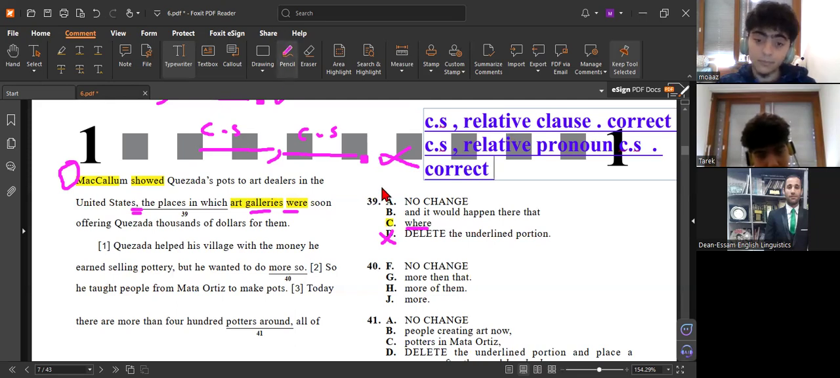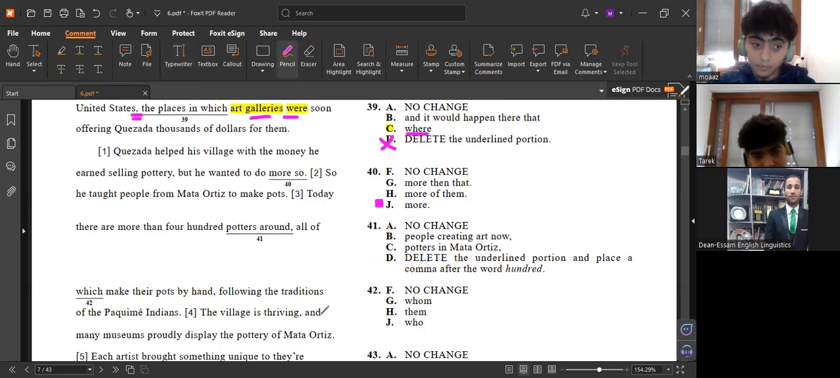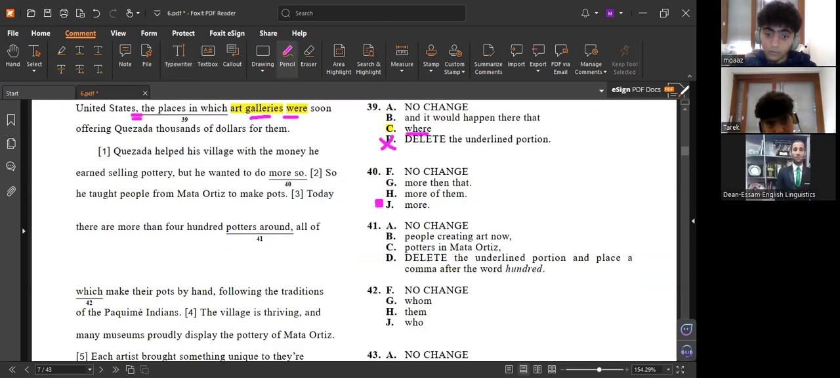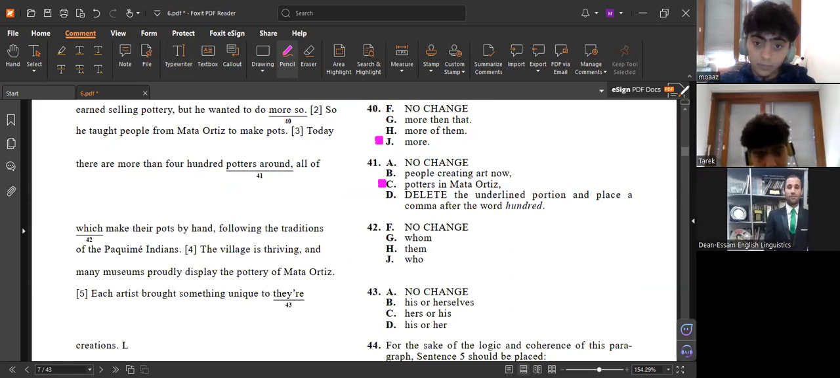Now let's jump to number 40. What's your answer? Number 40, I put J. And J is correct. 41. For 41, I put C. Yes, correct. 42. For 42, I put no change. No, let's try again together.